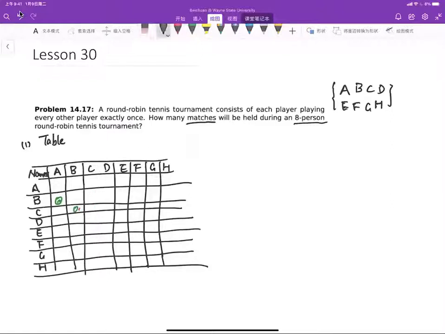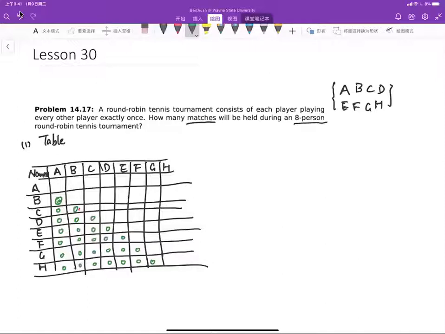And there's a total of 56 games. Good. So if we complete this table, you can see that we'll fill out all of those spots. And then you have to divide by 2, which equals 28. Okay, so let's count them one by one.